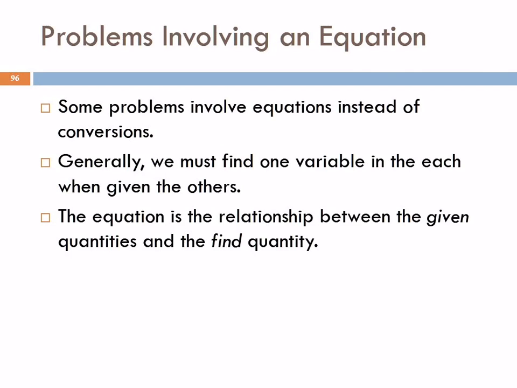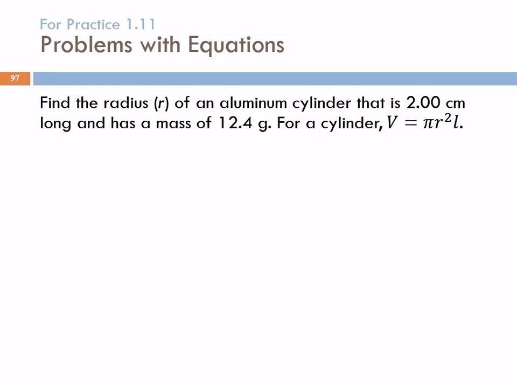Some problems involve equations instead of conversions. And usually what happens is the equation has multiple variables and they give you numbers for all of them but one. Then you rearrange the equation and you find the answer. Students usually don't have too much trouble with those. We'll do this example and then we'll call it a day. Find the radius of an aluminum cylinder that is 2.00 centimeters long and has a mass of 12.4 grams.